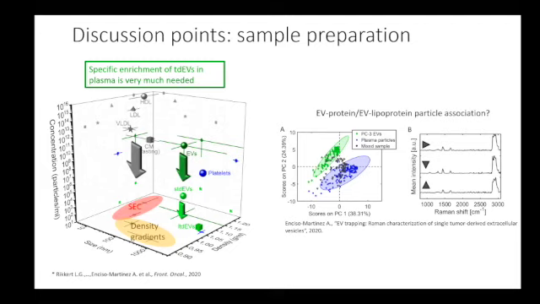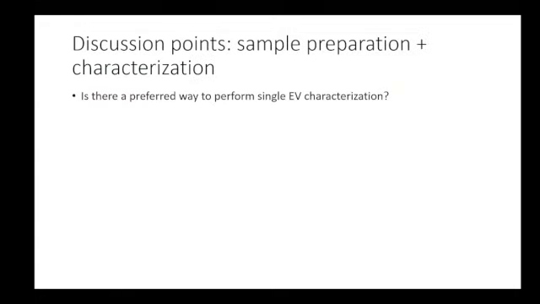But if this is really happening, it is very important to be aware of, because this will block potential binding sites, for instance, of the tumor-derived vesicles for specific enrichment. So I think it's something to be aware of.